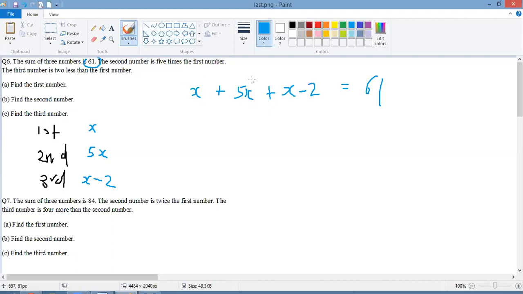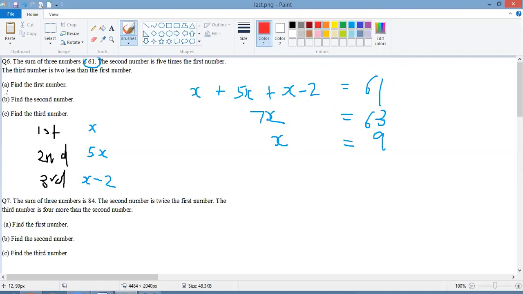Then you can add all the variable terms together. So you have 7x. Minus 2, I move to the right hand side, becomes 61 plus 2. So I get 63 on the right hand side. So you have to find out the value of x first. So 63 divided by 7, you get 9. So your x equals 9. But this is not the final answer.